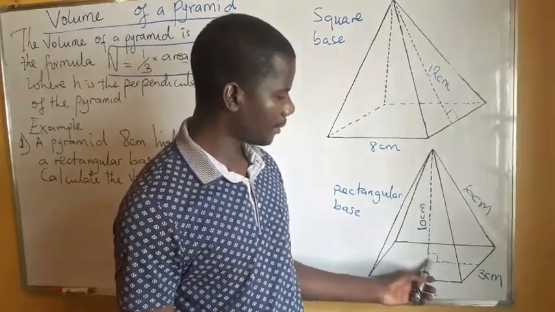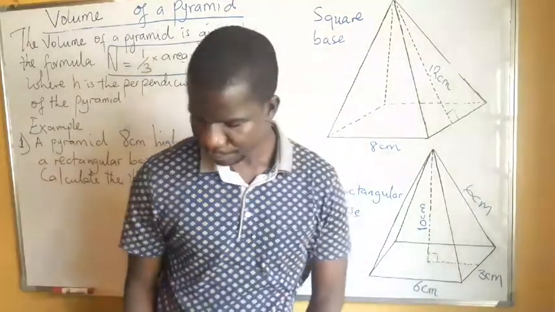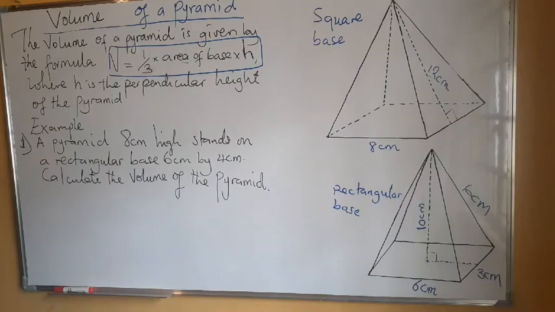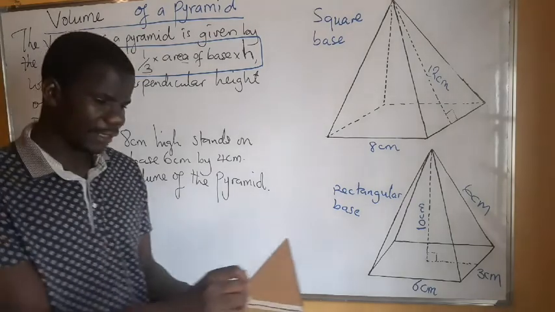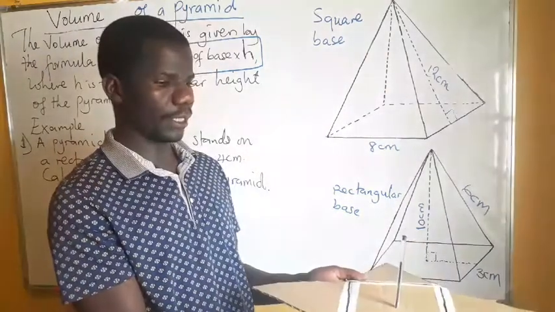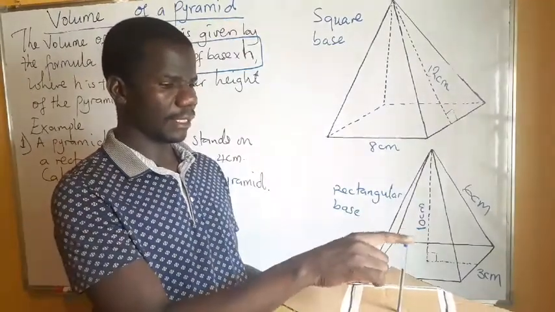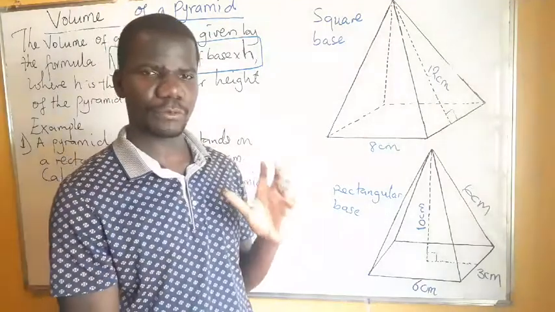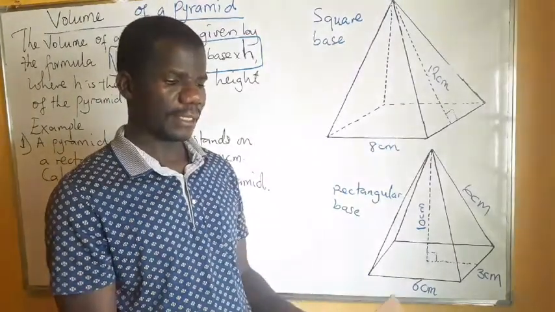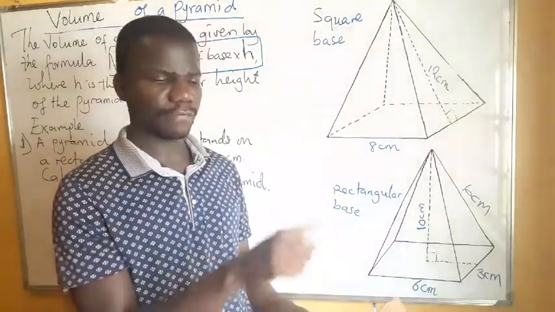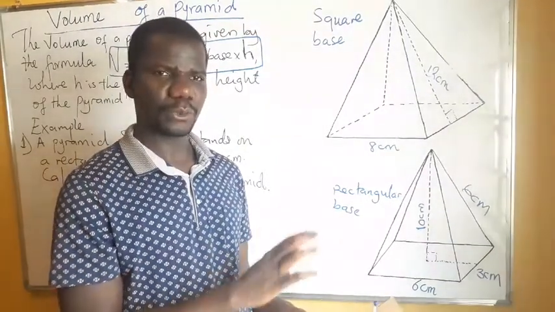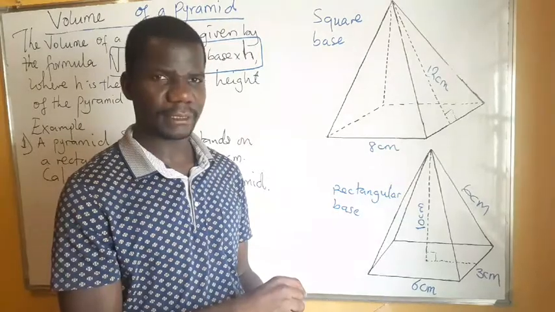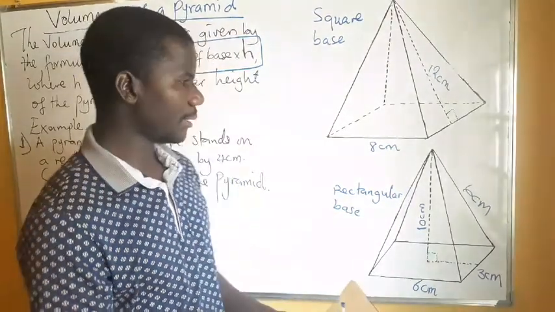The perpendicular height is this one from the center. This is the perpendicular height, if I can demonstrate. This is the one that we need to find the volume of a pyramid. This height is needed, so if it's not given in the question, we need to work out a process to get this height. Let's see what is involved.